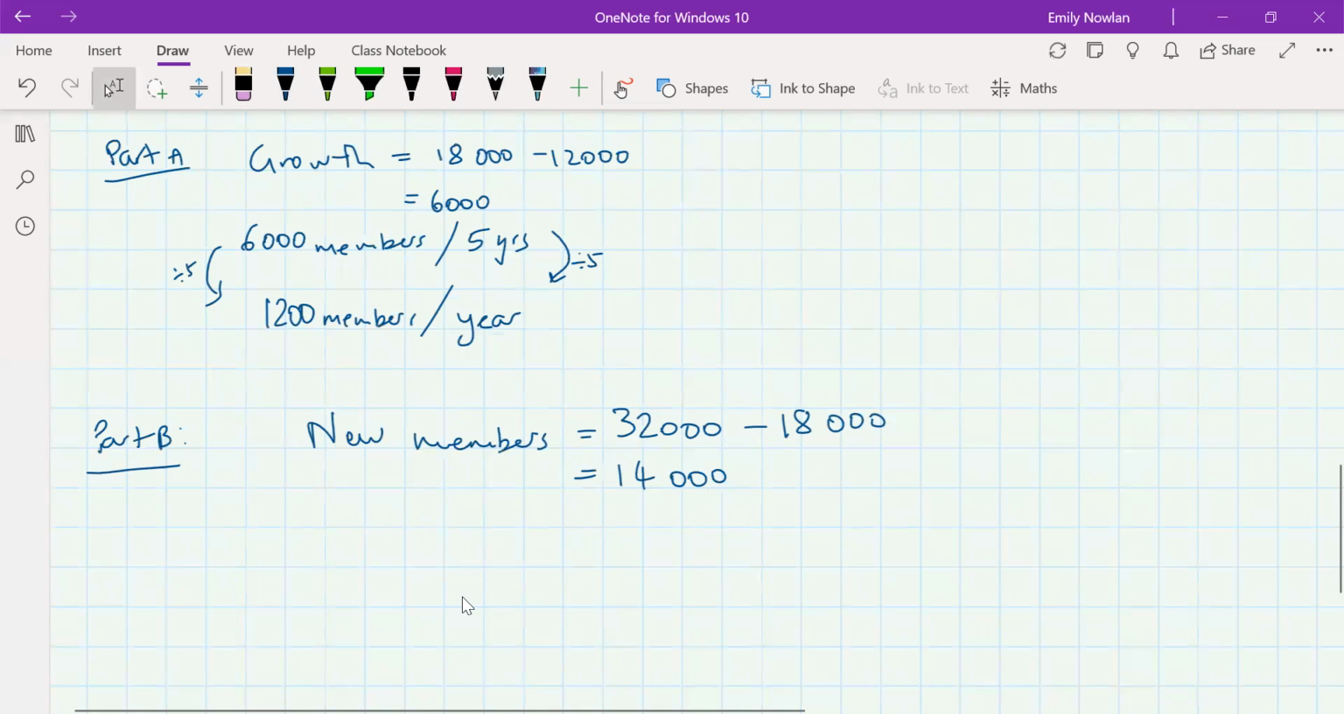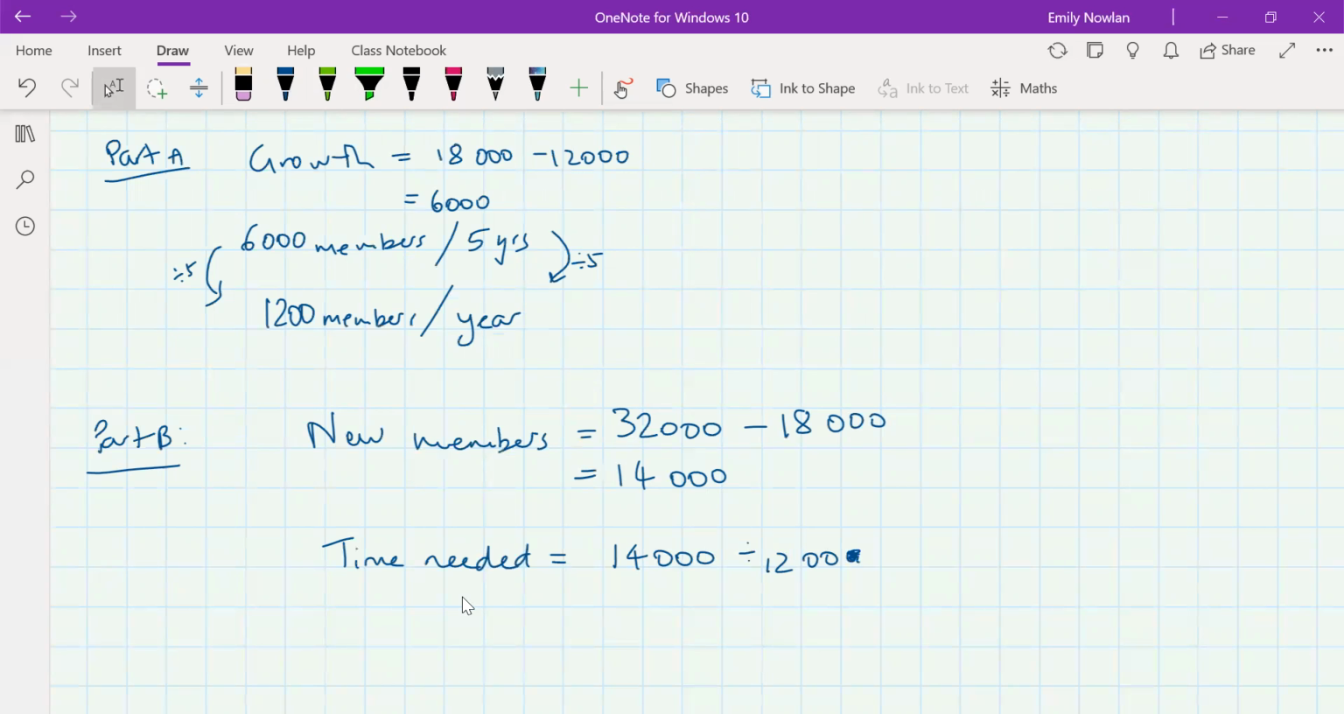So the time needed to do that will be the 14,000 divided by the 1,200 that you're getting every year, which is going to give us 11.6 recurring, which is closest to 12 years, because we need to go to the nearest whole number. That's it.